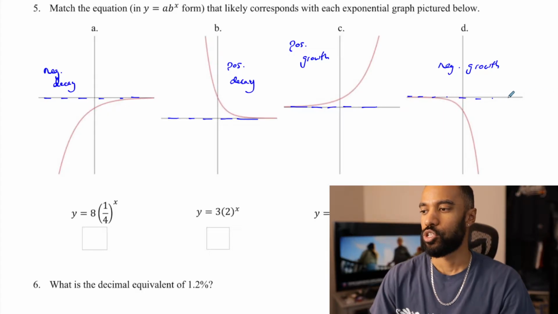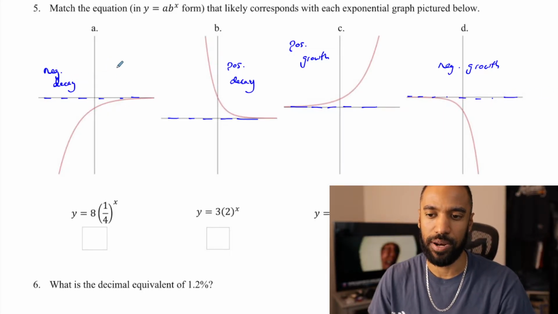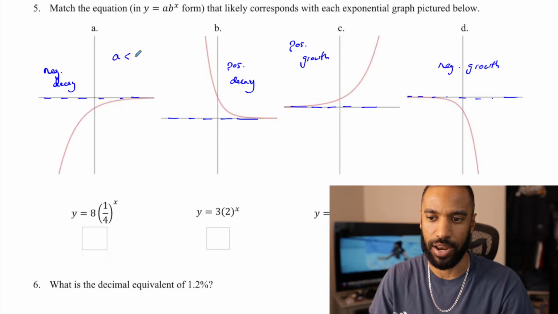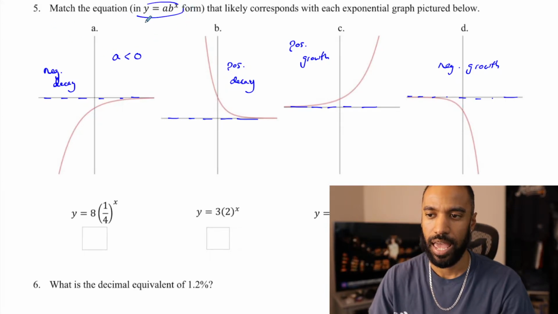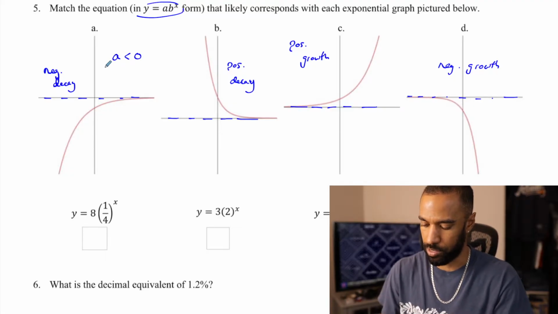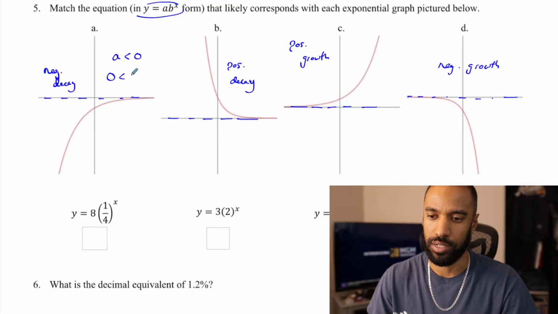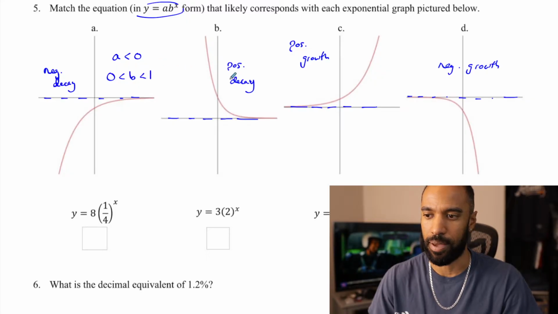Right there. So in order to have these, negative exponential decay would have to mean negative. In y equals ab to the x form, a would have to be less than 0, and b would have to be between 0 and 1. We're going to find the graph that matches that.